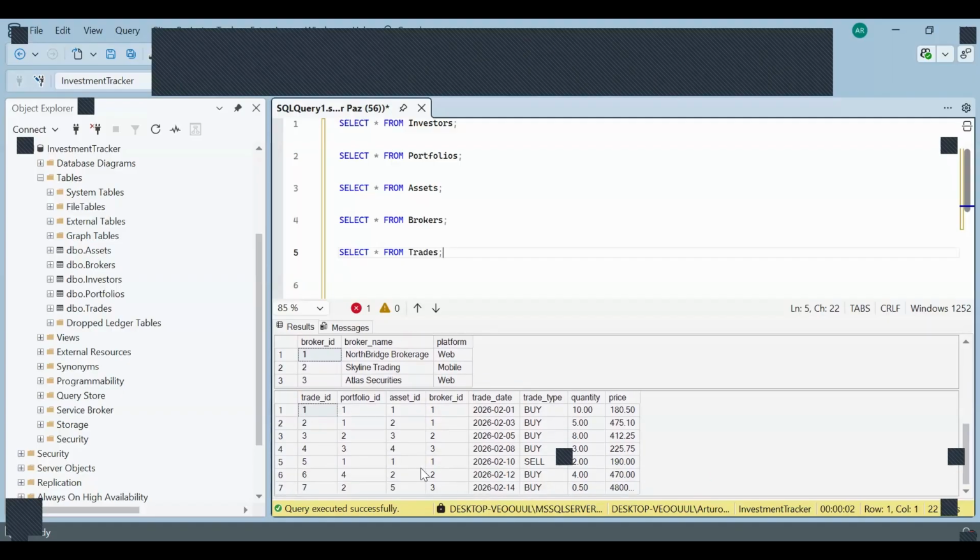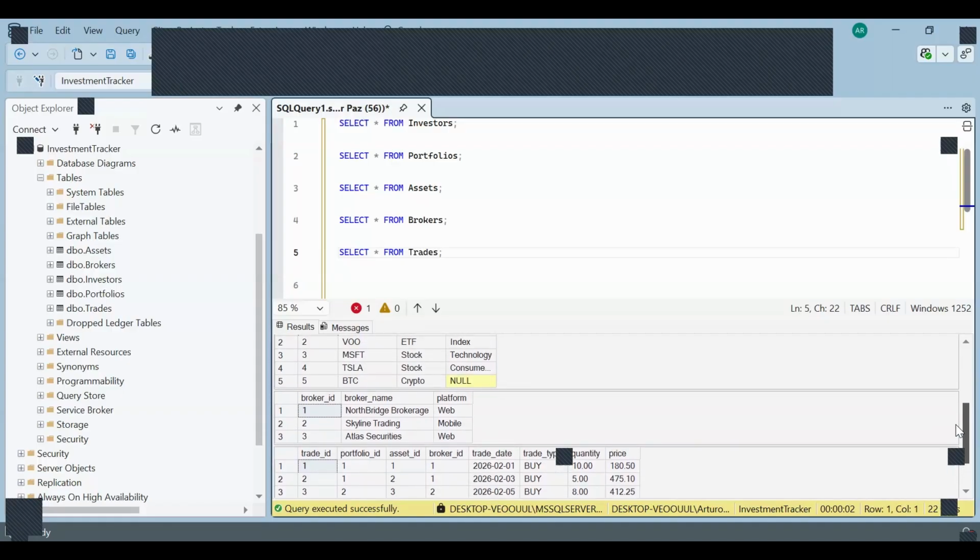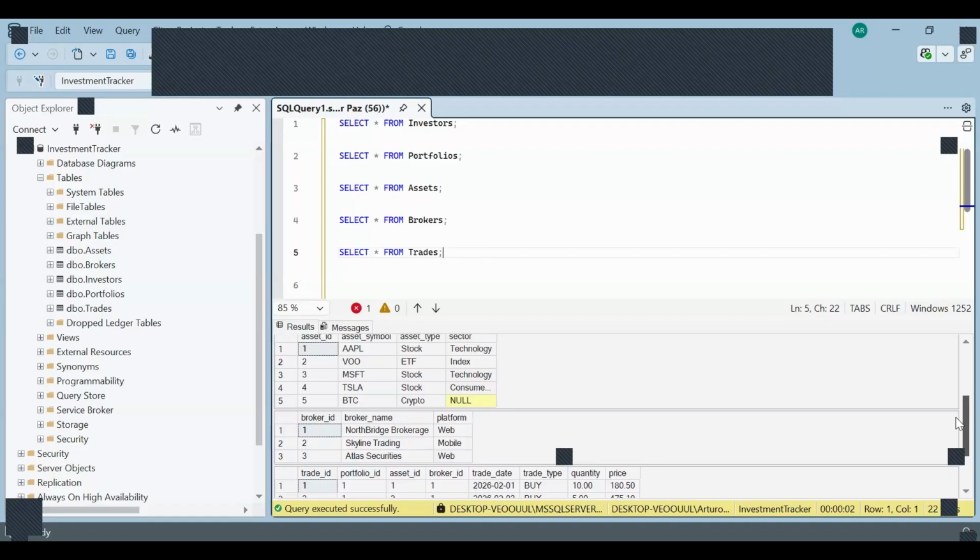And here are the transactions. So trade one, asset one. So basically, for my portfolio number one, I bought the Apple stock using the Norbridge brokerage.